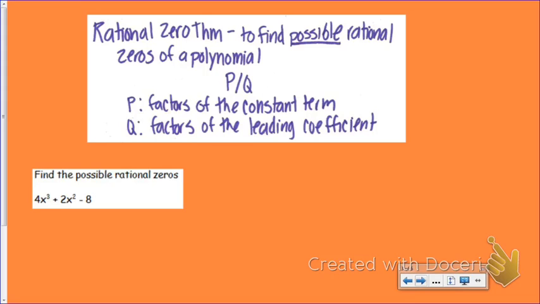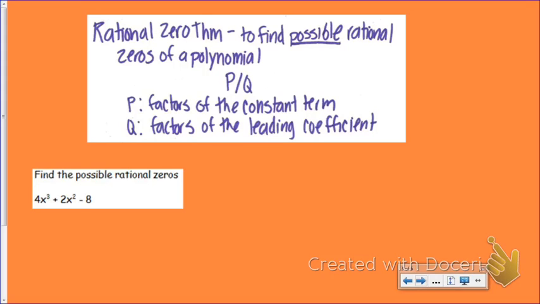The rational zero theorem tells us that we can find all of the possibilities. It's not going to tell us exactly which ones are zeros. We're going to use some of what we learned yesterday to determine that. But what we're going to do is find the possibles. P stands for the factors of the constant term.